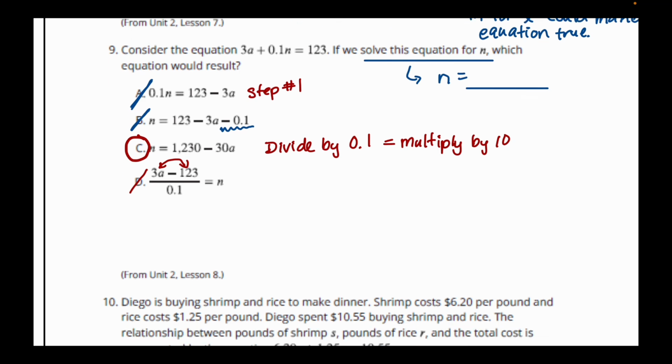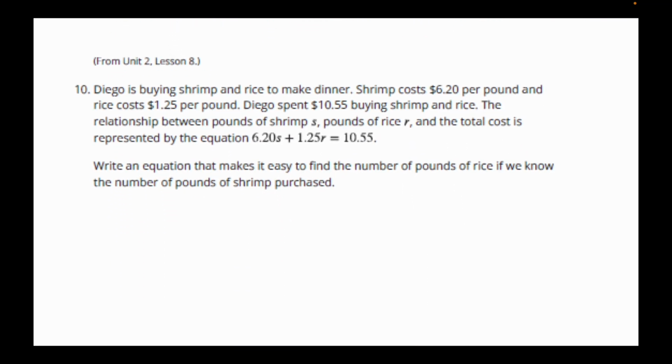That is then going to bring us to the very last question here. Diego is buying shrimp and rice to make dinner. Shrimp costs $6.20 per pound, and rice costs $1.25 per pound. Diego spent $10.55 buying shrimp and rice. The relationship between pounds of shrimp S and pounds of rice R and the total cost is represented by the equation 6.20 S plus 1.25 R equals 10.55.